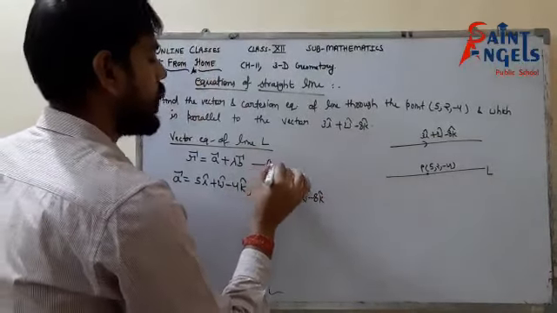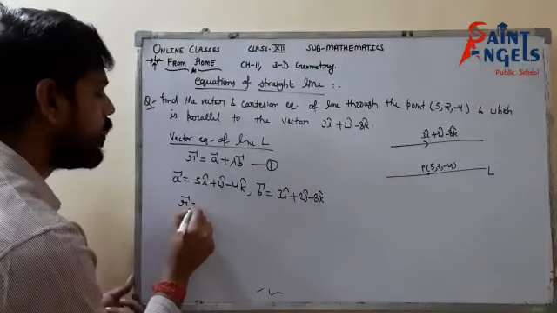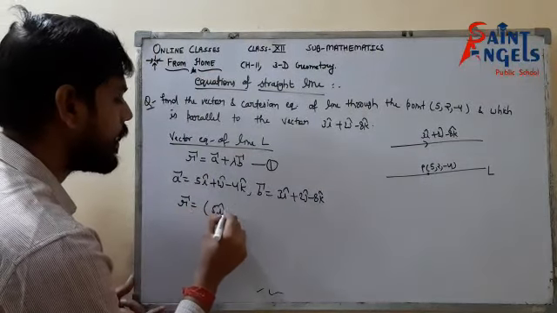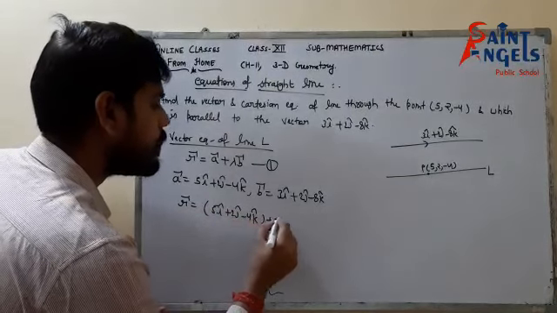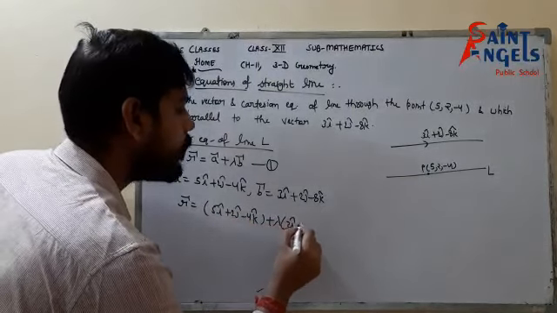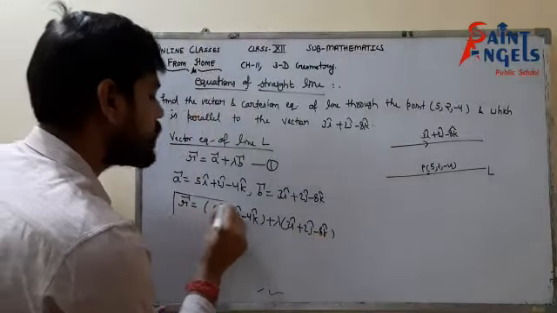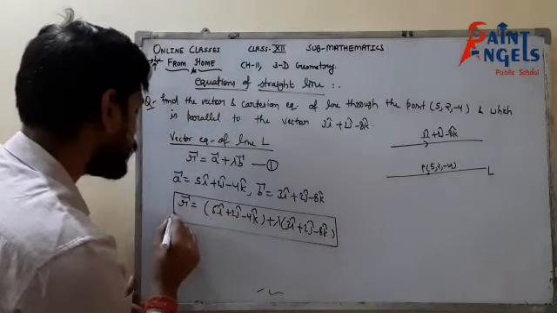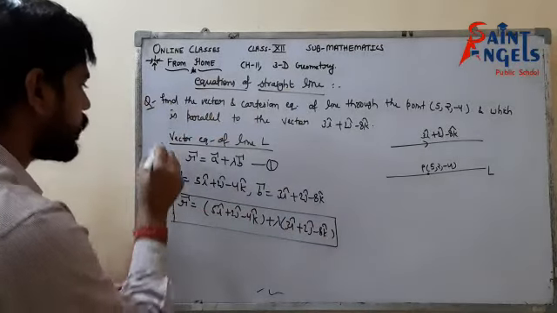So now put the value of vector a and vector b in the equation first. So the equation of the line would be r equals 5i cap plus 2j cap minus 4k cap plus lambda times 3i cap plus 2j cap minus 8k cap. So this is the vector equation of the given line. Now we will find the Cartesian equation.